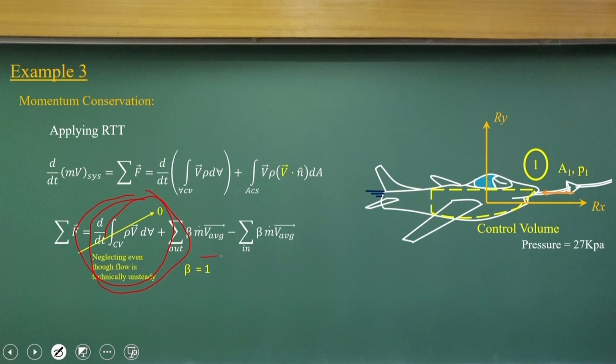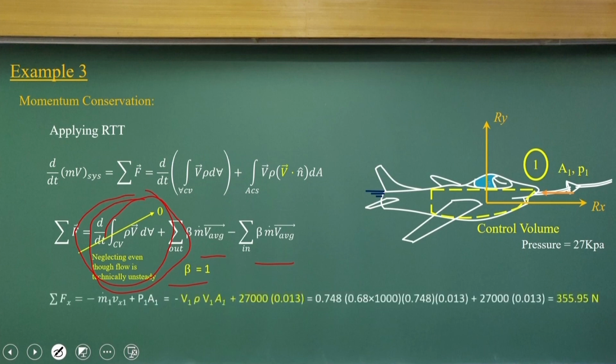Then we have two momentum flux components, one influx and another outflux, with beta equal to 1. If I apply it, I will simply have the momentum flux in the x direction, the pressure times the area, and in terms of value I will get approximately 355 newtons. That is the force that will be acting in the x direction.